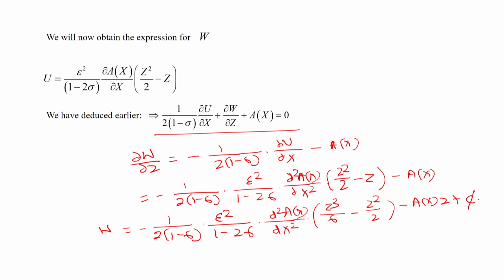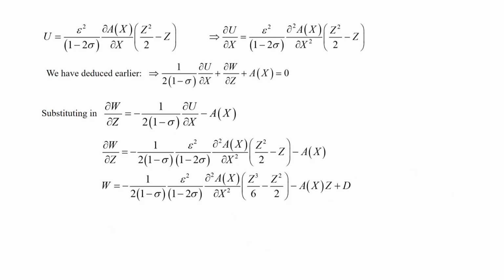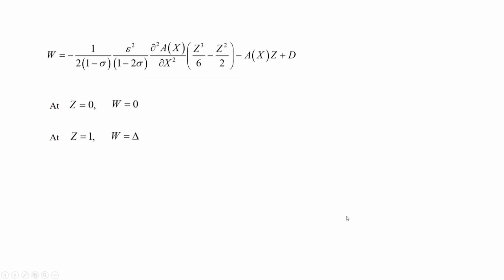So, here at z is equal to 0, w is equal to 0, so this c is equal to 0, okay, because at z is equal to 0, w will be equal to 0, and at z is equal to h, w is equal to delta. So, at z is equal to 1, because z equal to h means capital Z is equal to 1, and w is equal to delta means deformation. So, capital W is equal to delta.